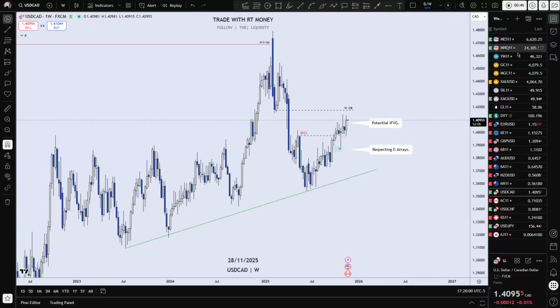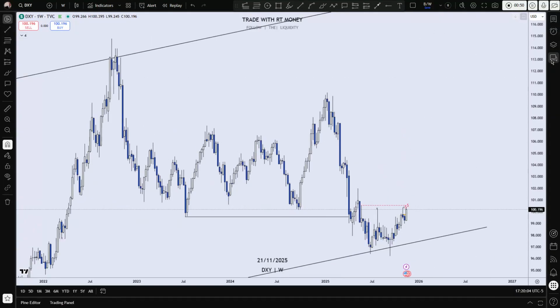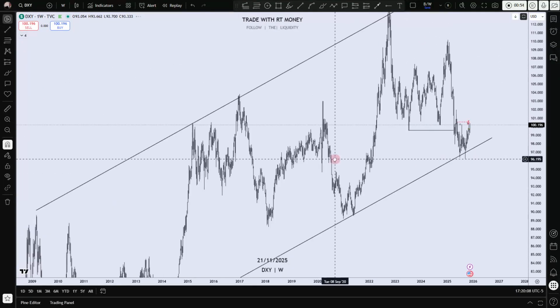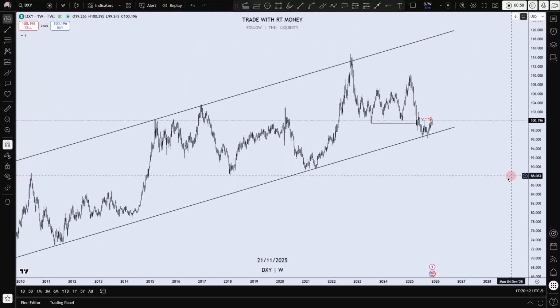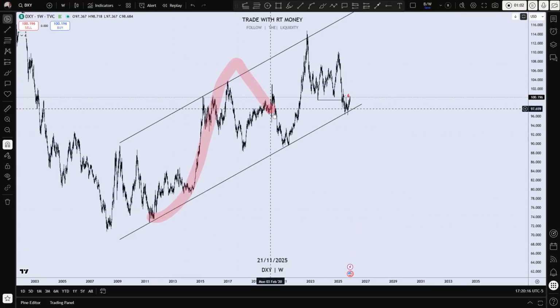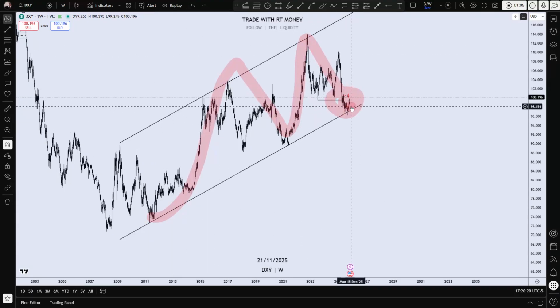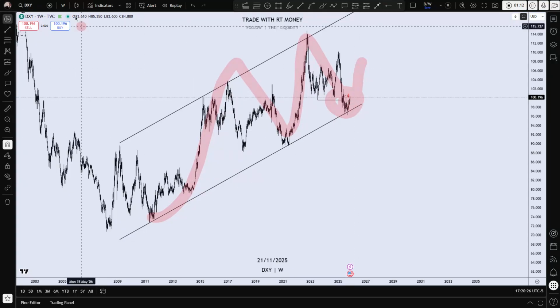Now, briefly with the US dollar, what I want to show you is it's an uptrend. This is the weekly time frame, and we can see that it's been making higher highs, higher lows, higher highs, higher lows. We are right now in the support area for a potential higher low to form.